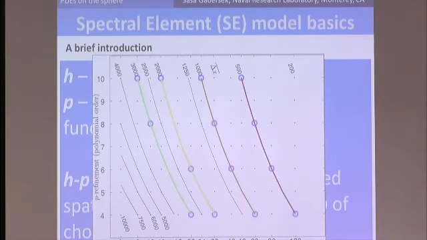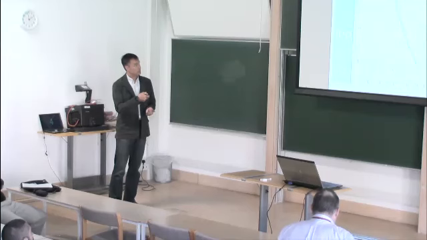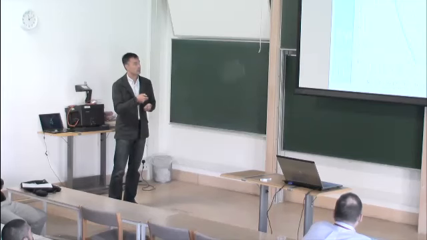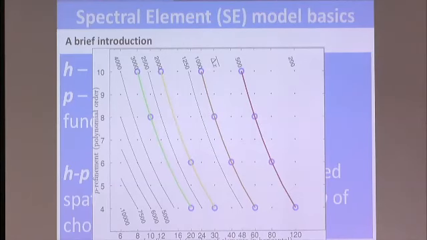Here we go. So let's say on the x-axis is number of elements in horizontal, on the y-axis is polynomial order, and then, for example, you can reach resolution, average or nominal resolution of 1 kilometer by having 10th polynomial order and, I can't see from this angle, probably 24 elements, or you can have 4th order and 60 elements.